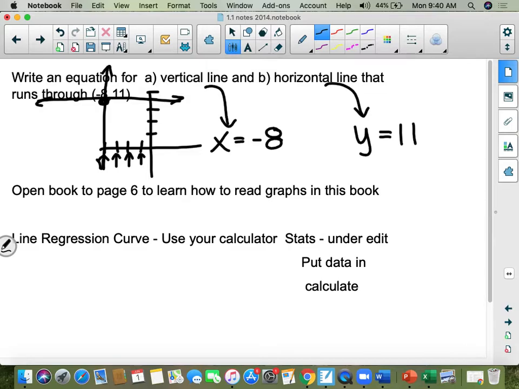Okay, you all picked up your books already. I want you guys to open up your books to page 6 to learn how to read graphs in this book. And then I think we just got one more thing to talk about and we're done with notes. So everybody open up your books to page 6. If you don't have your book, why don't you pause this to find your book? Okay, I'm at page 6 already in my book.